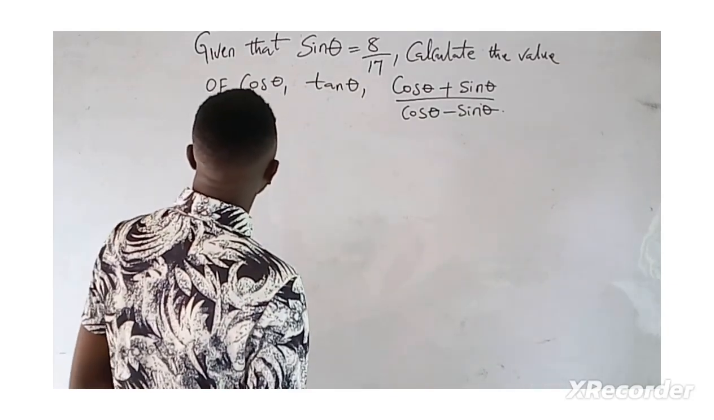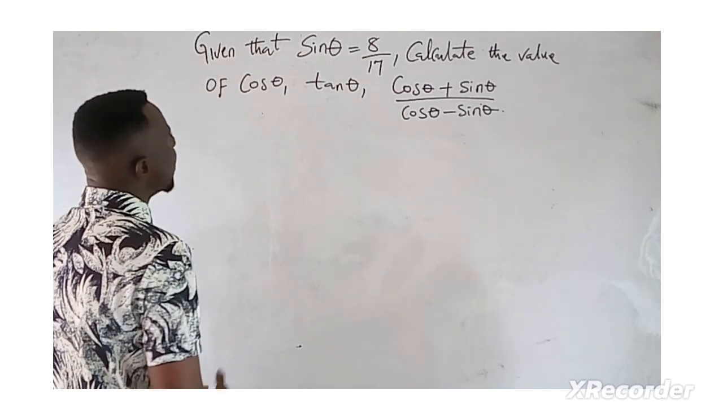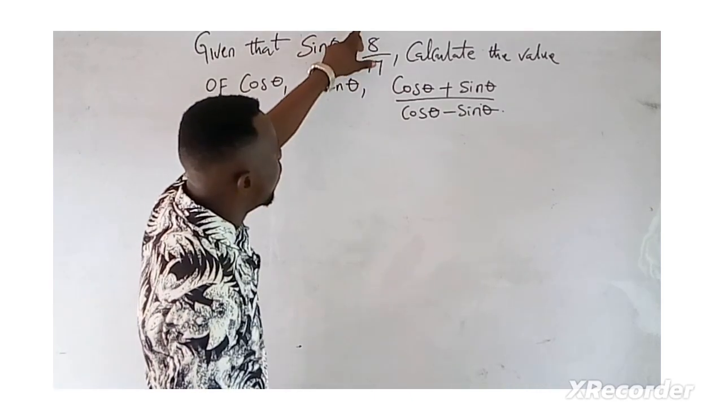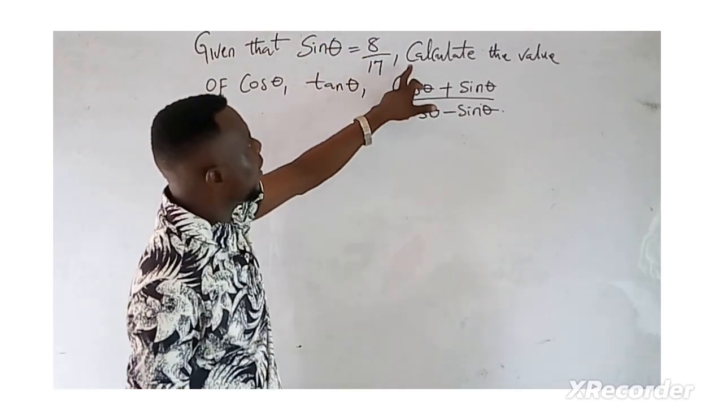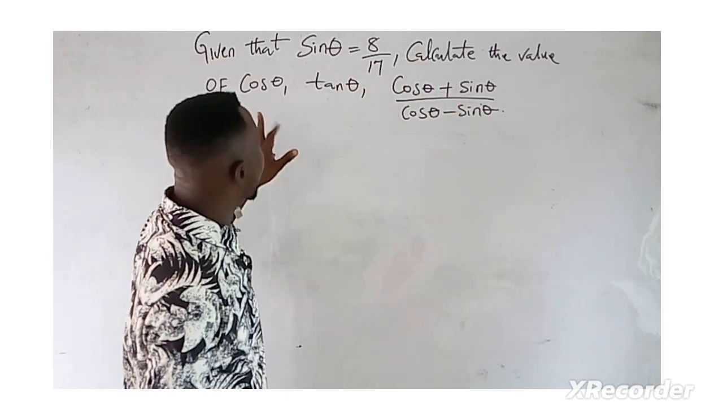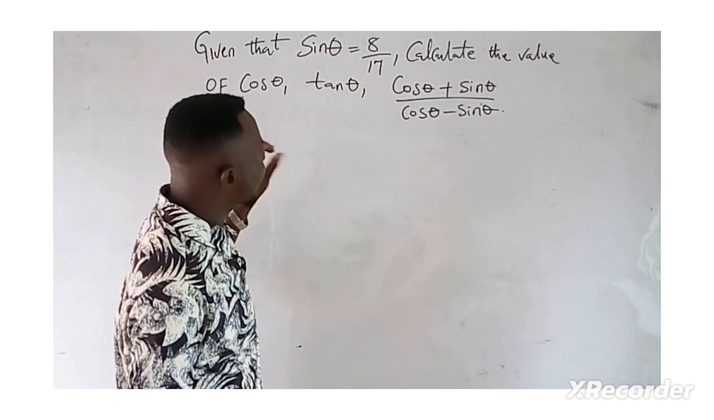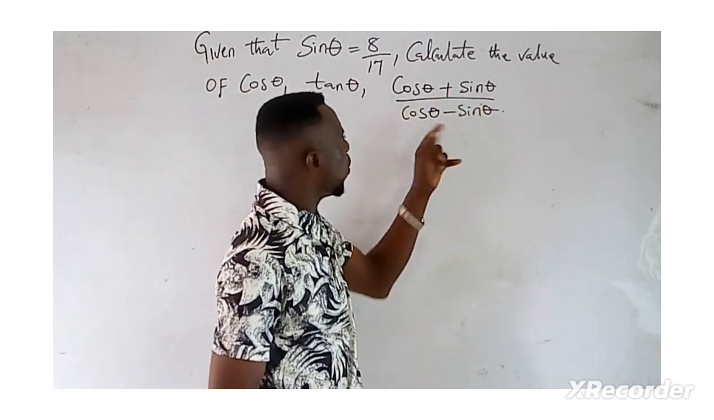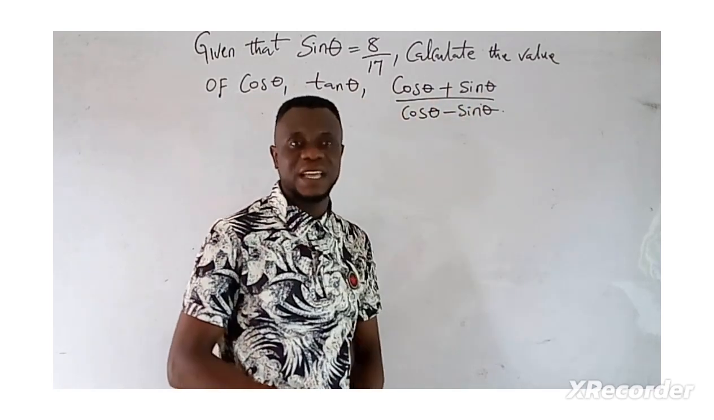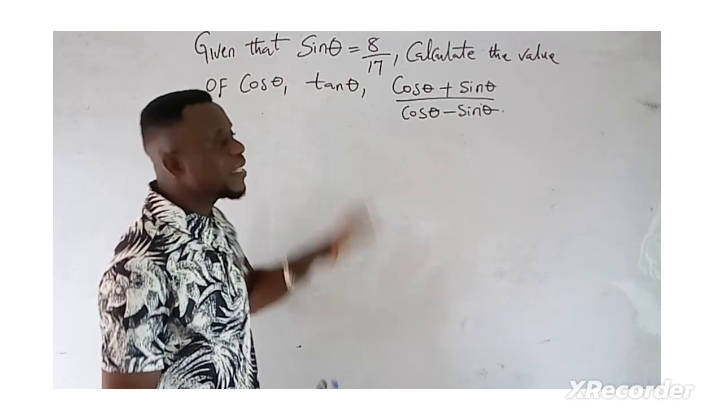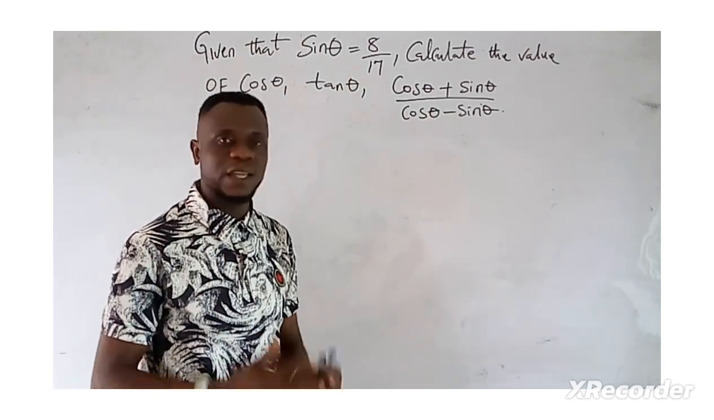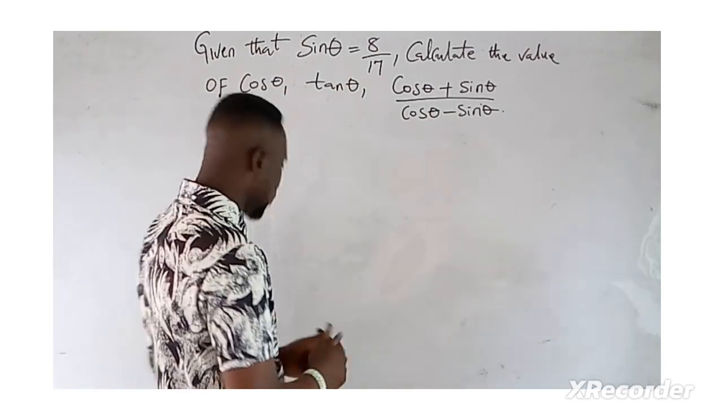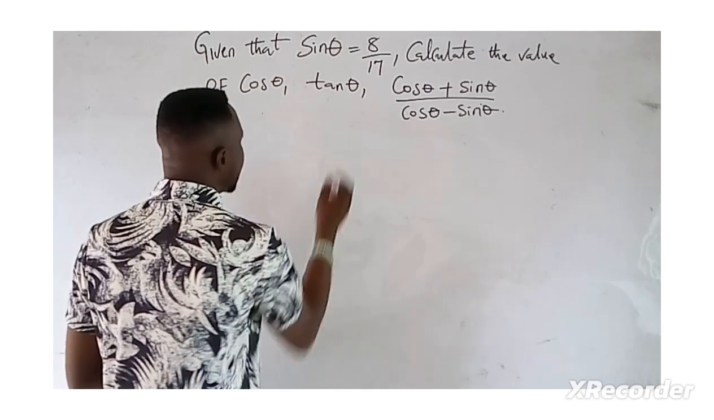The question given today is, given that sin theta equals 8 over 17, calculate the value of cos theta, tan theta, and cos theta plus sin theta all over cos theta minus sin theta. Remember, the build-up of today's class is what we did yesterday on trigonometric ratio. So, the solution to this question.